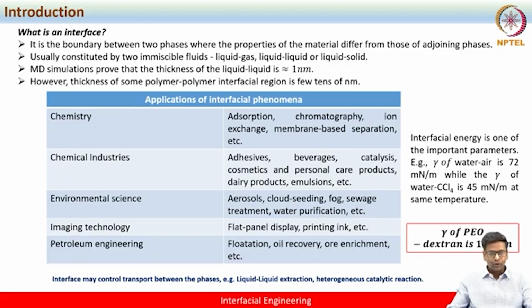Okay, usually an interface is constituted by 2 immiscible fluids. Example, liquid-gas. Foam is a very good example for such an application. Then we have the liquid-liquid interface. For example, if you place any alkane, let's say oil, on water, it is an immiscible mixture. So this water and oil, being a liquid mixture, also exhibits an interface, a boundary in between.